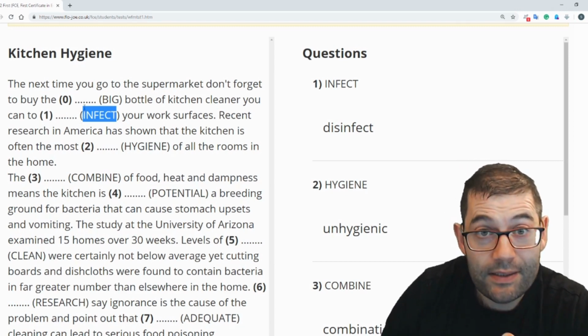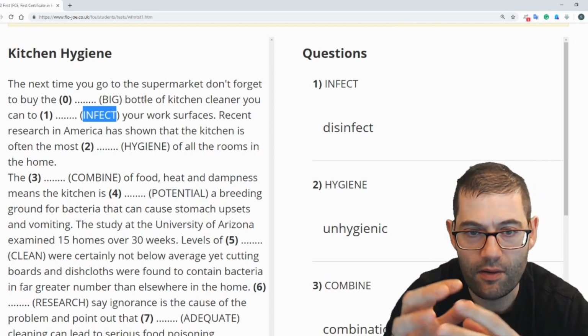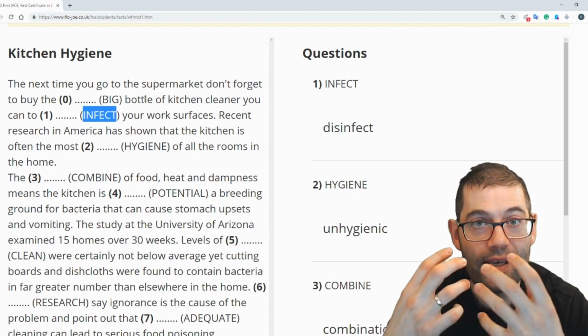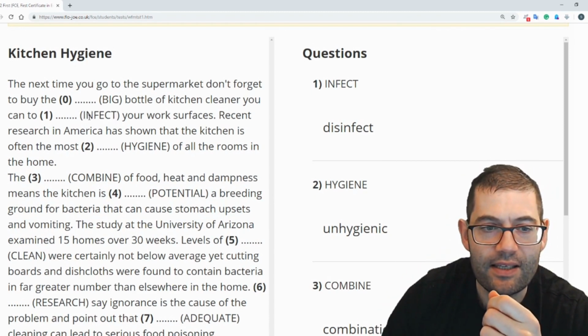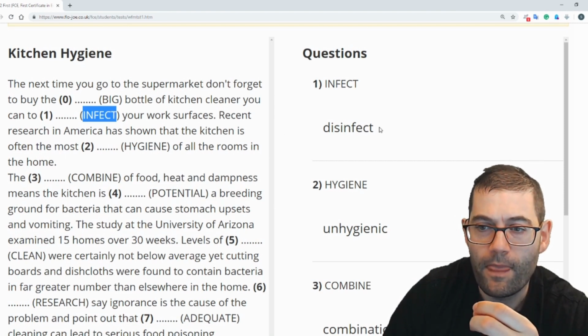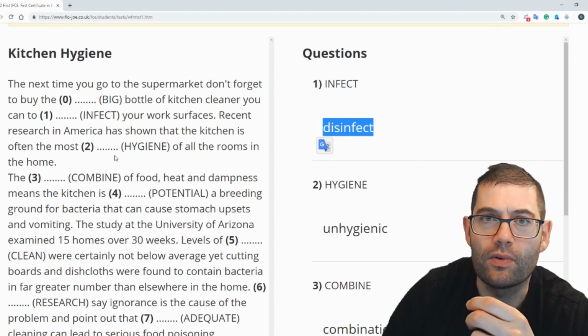Well, the context is important, because the context tells us that we're not trying to make the work surfaces dirtier, we're trying to make the work surfaces cleaner, which means that we need to add a negative prefix to the front of this verb to make a new one. You can see over my head the answer that we need is disinfect your work surfaces.